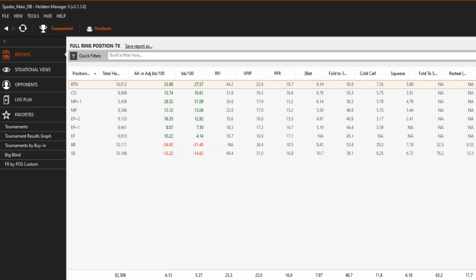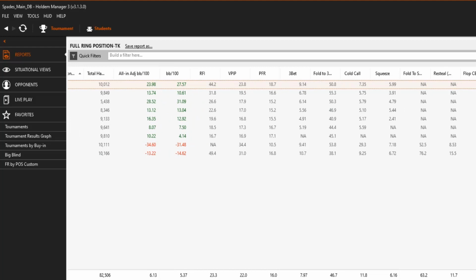Next stat is the check fold out of position when we had the opportunity to c-bet. So we raised pre-flop, got called, flop comes out, we don't c-bet, then our opponent puts in a bet. How often are we folding in that spot? Lots of leaks in these spots. And then again, a super important statistic to have in the report.